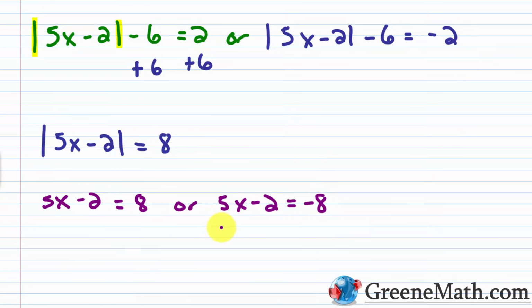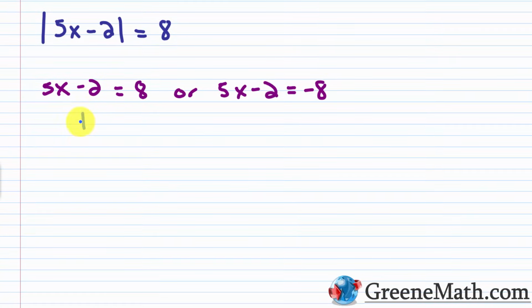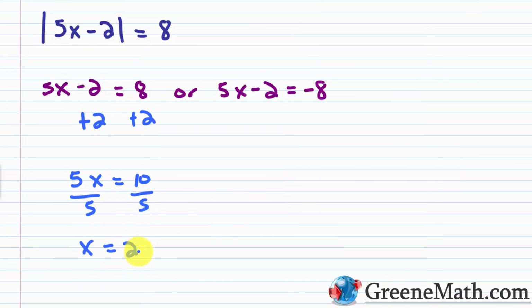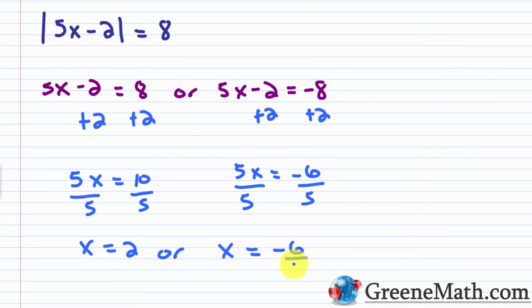So let's solve those real quick. We'll come back up. Let me go ahead and add 2 to both sides of the equation. We're going to have that 5x is equal to 10. Let's divide both sides of the equation by 5. We're going to get that x is equal to 2. So that's one solution. Over here, let me add 2 to both sides of the equation, and I'm going to get that 5x is equal to negative 6. Divide both sides by 5, and I'm going to get that x is equal to negative 6/5. So we have two solutions. We've got x is 2 or x is negative 6/5.